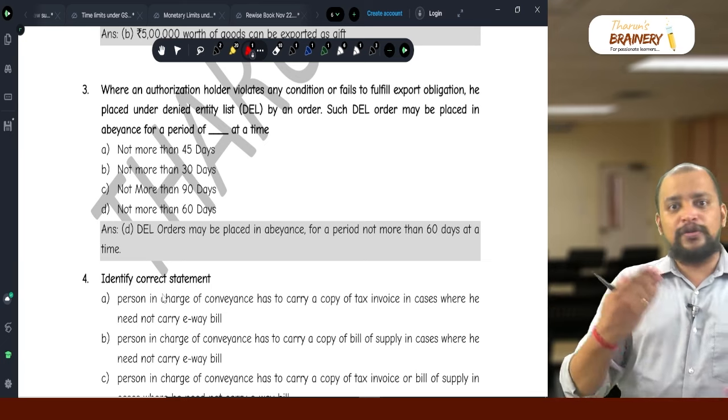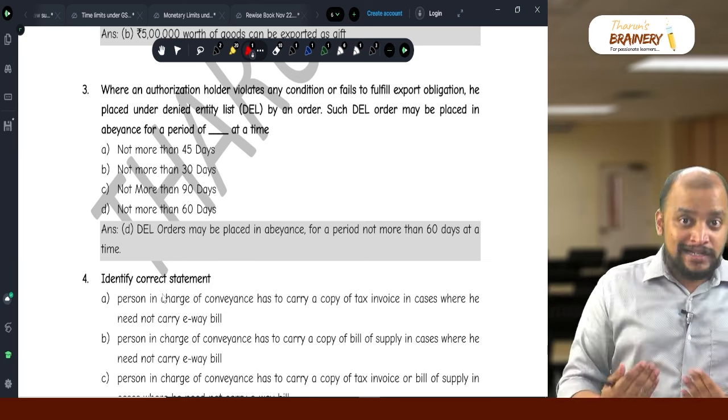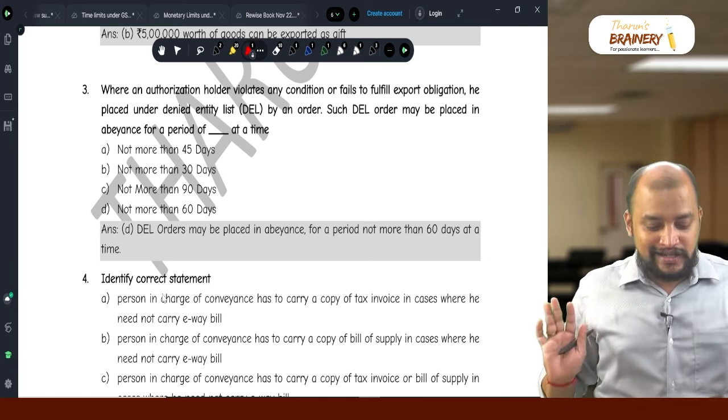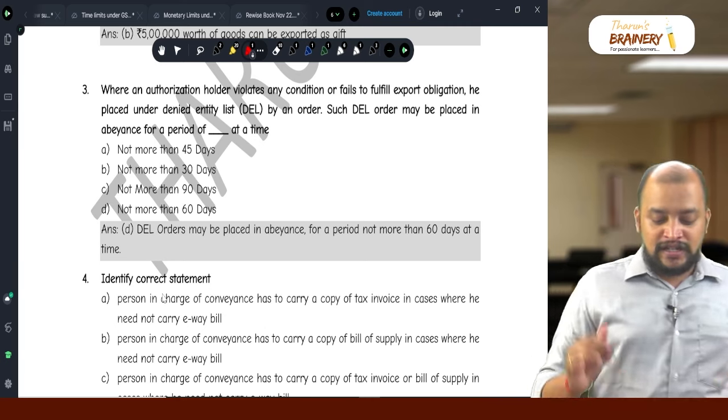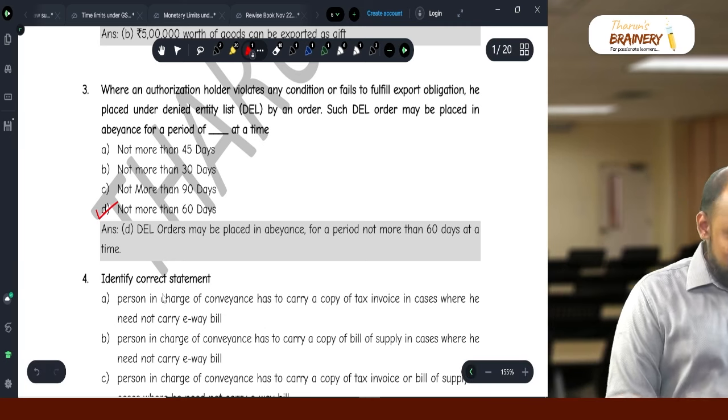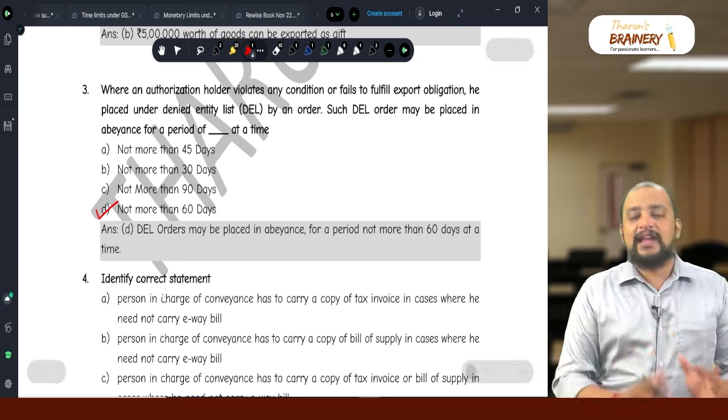But the student, I thought they would be reading, but yes, I have not discussed this point. This is something definitely students would not have answered. So this is not more than 60 days here. This is not more than 60 days. That is the answer for this.